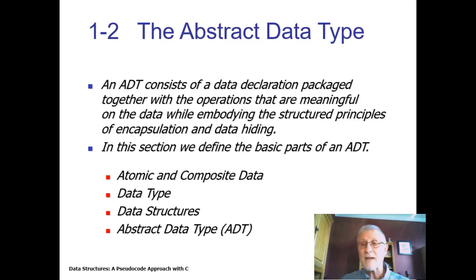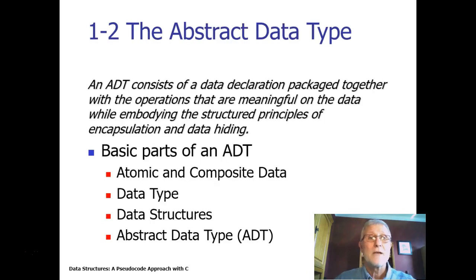Now there are certain things that are different parts of an ADT. We're going to talk about whether it's atomic or composite, the types of data, the types of structures, and a little bit about the data types themselves. So if we look at an ADT, it consists of a data declaration packaged together with operations that are meaningful to the data.